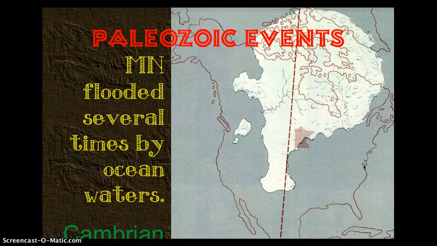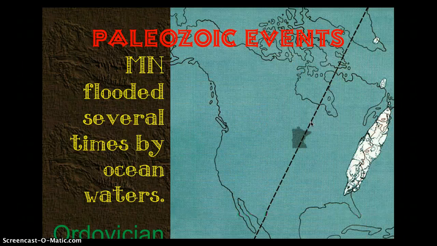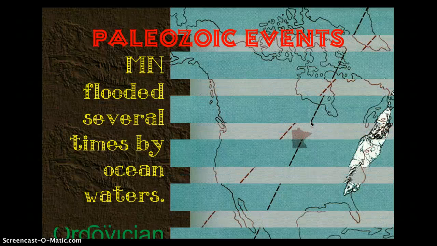The oceans, you can see where Minnesota is right here. The gray area is where it was flooded with water. The lighter colored area is where there's dry land. This is the equator. And yeah, Minnesota was right on the equator at one point, partially covered by the ocean during the early Paleozoic. Then a little bit later in the Paleozoic, there's evidence that the entire state was underwater.